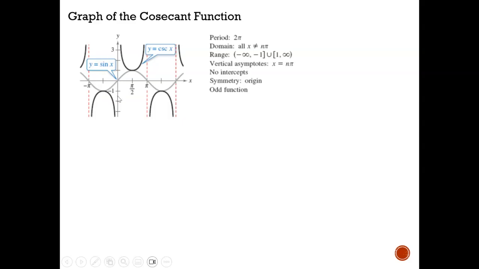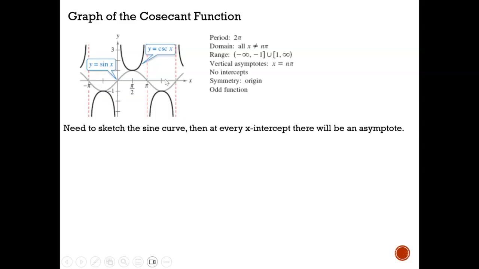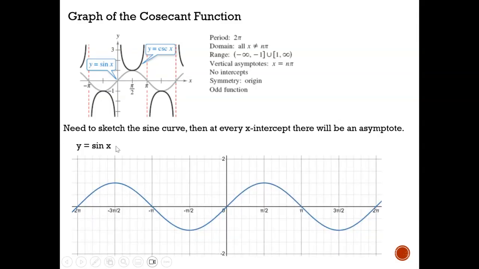So in this case, again, we need to sketch a sine curve, because this is a cosecant, and cosecant and sine are reciprocals. So we need to sketch a sine curve, then at every x-intercept, there will be an asymptote. Notice here, guys, the one in gray is y equals sine of x. At every x-intercept, you have an asymptote. For example, this is a sine wave, so at every pi there's an asymptote.